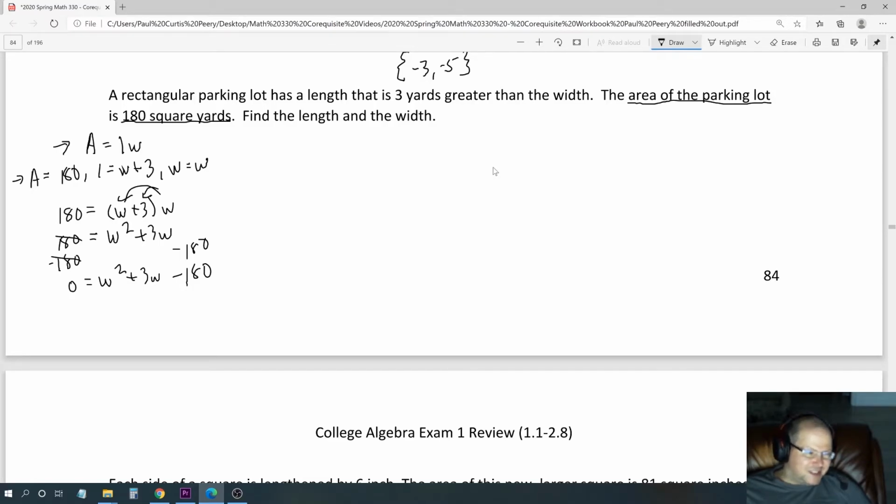Next step, if you're going to use the zero factor properties, you can try to factor it. We might be able to factor this one, so I'm going to try it out. Square root of W squared is W. We end in a negative, so they're going to have opposite signs. It ends in a negative 180. So we're looking for two numbers that we can multiply together to give you a negative 180, that if you add together would give you a 3.